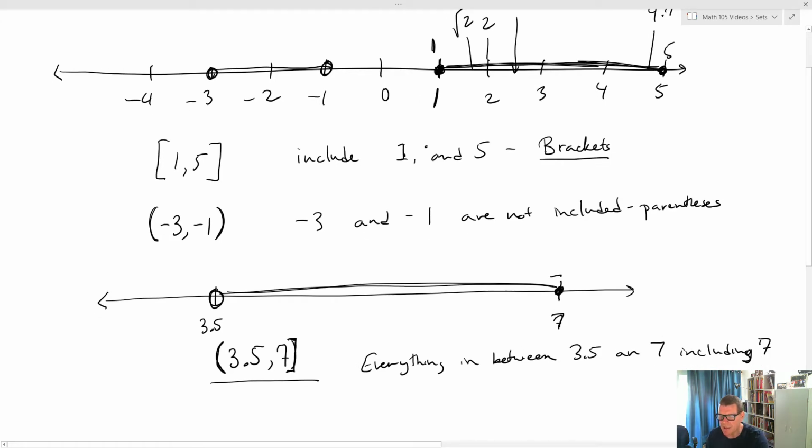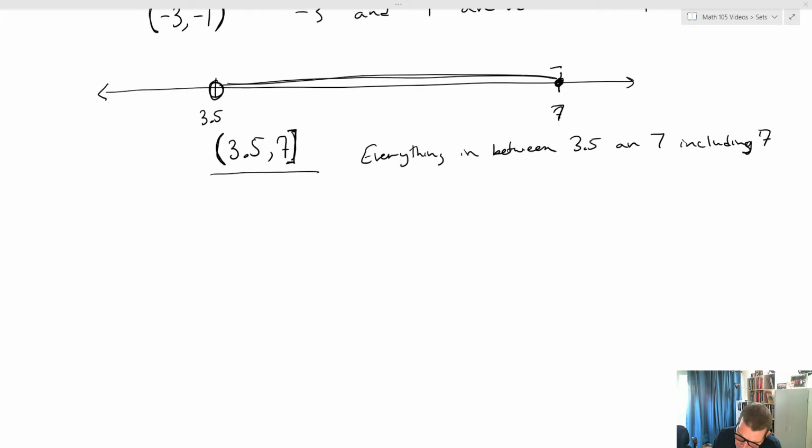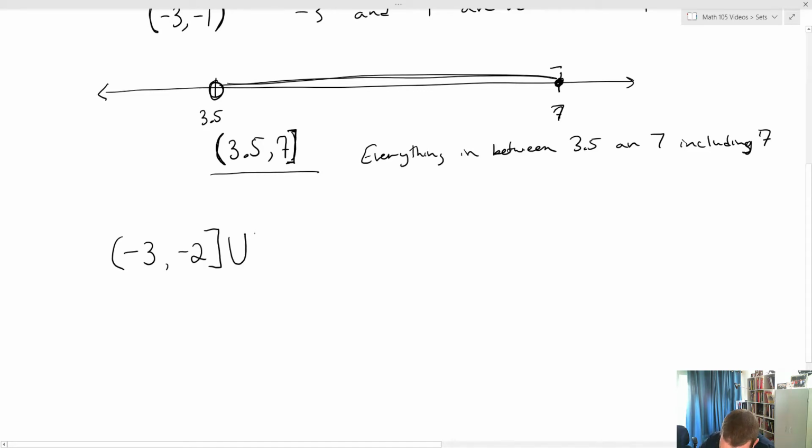So now I want to consider what happens when we start using set notation with these. Let's say I want to go from -3 to -2, and I'll include -2. And I want to union that with -4 to 6, and we'll include the 6. So we'll go -3 to -2, union -4 to 6.